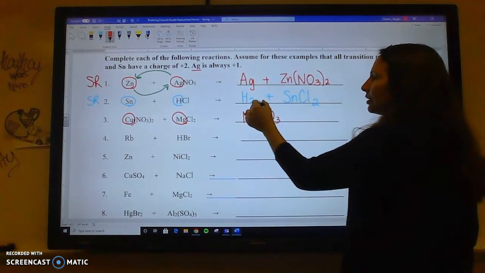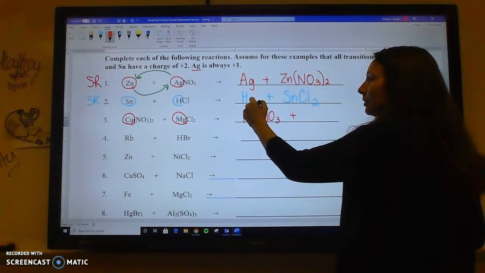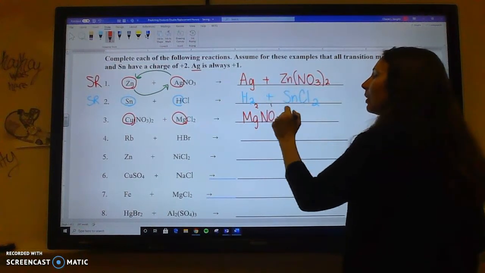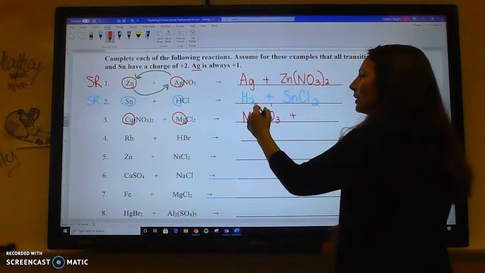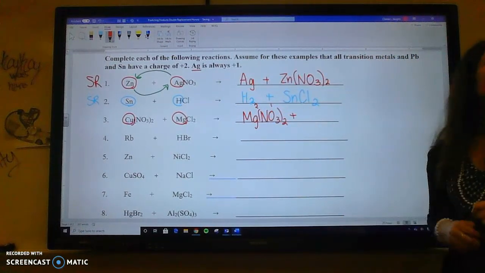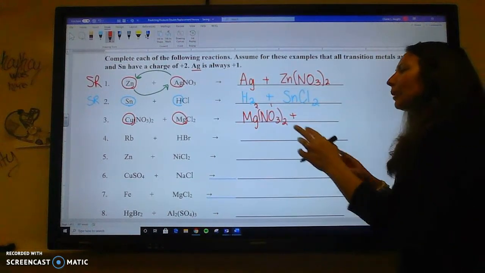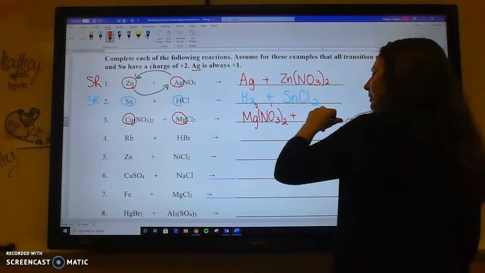Let's see. Mg has a charge of what, y'all? It's a 2. Nitrate has a charge of a 1. When we write that formula, it's going to be Mg parentheses NO3 and then the 2. And then we're going to put copper with chlorine.